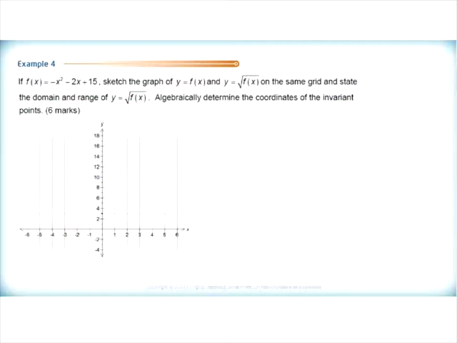In the last example, if f of x equals -x² minus 2x plus 15, sketch the graph of the original function and the square root function on the same grid. State the domain and range of the square root function and determine the coordinates of the invariant points. So we have, here we have the graph, -x² minus 2x plus 15. It represents a parabola that opens downward.